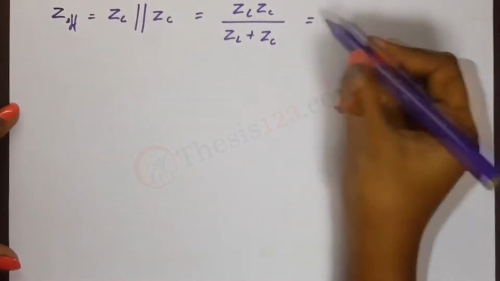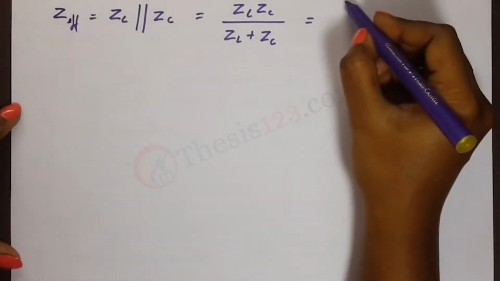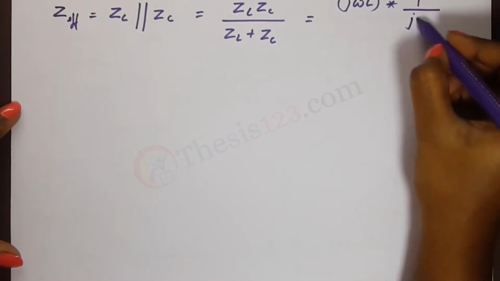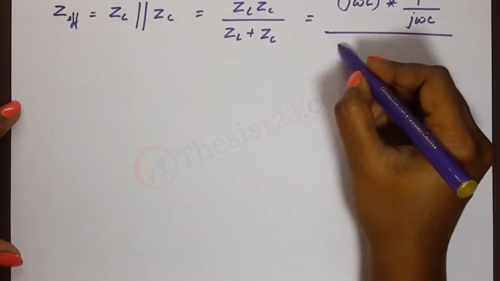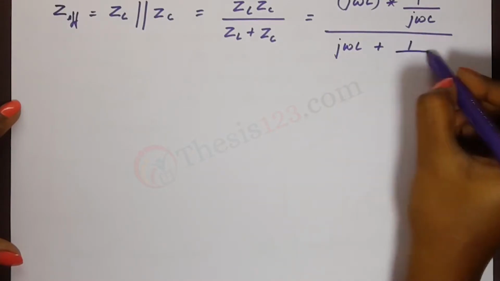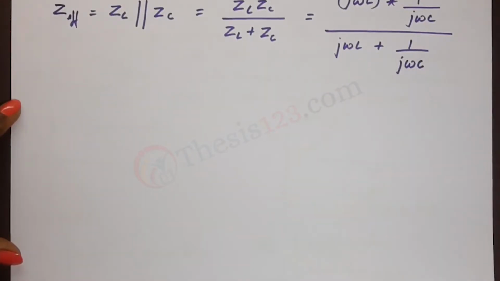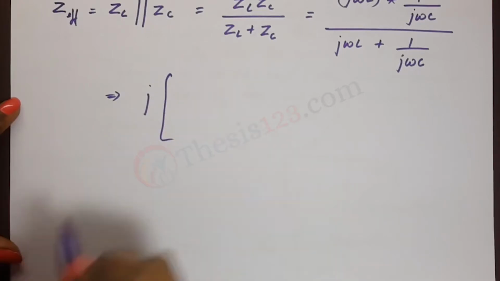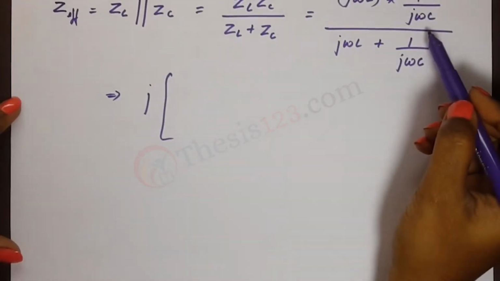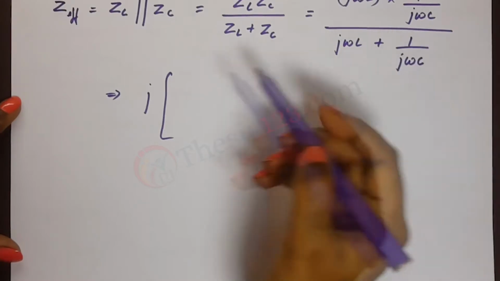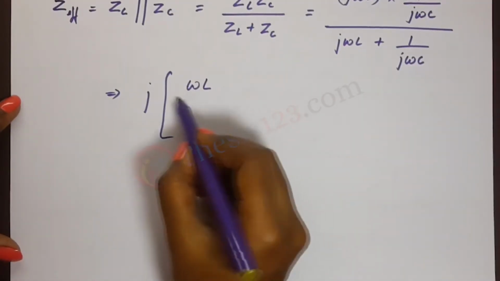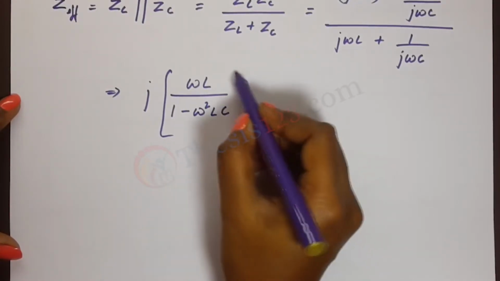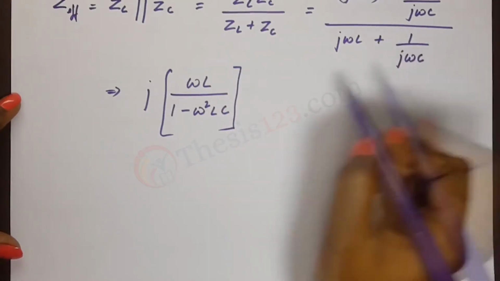Now, if we are to expand this and write it in terms of j omega, we get this as j omega L into 1 by j omega C divided by j omega L plus 1 by j omega C. Now, if we take j out as a common term, we can resolve it by resolving the denominator over here, omega L divided by 1 minus omega square LC. Resolving that, we get this.